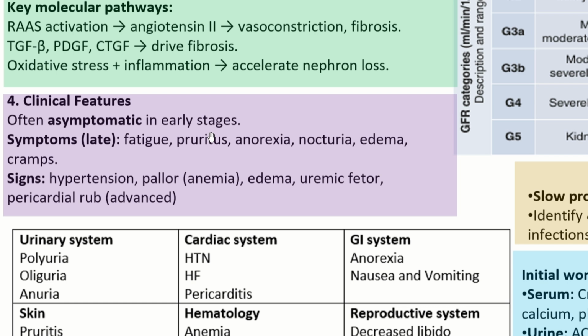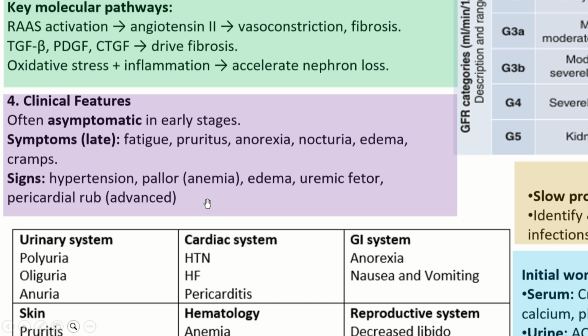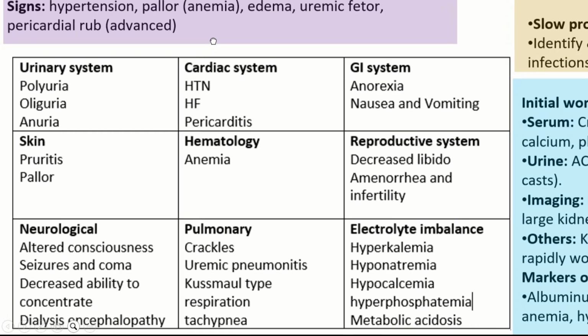Then we shall have signs like hypertension. We can have pallor. We can have edema. We can have uremic fetor, which is a bad smell from uraemia. We can have a pericardial rub, and this is due to pericarditis, and also it's caused by the uraemia.